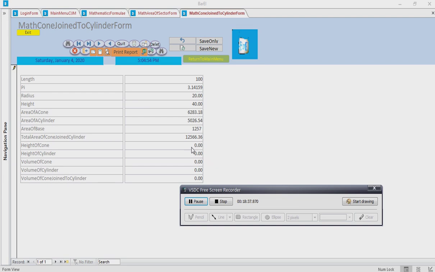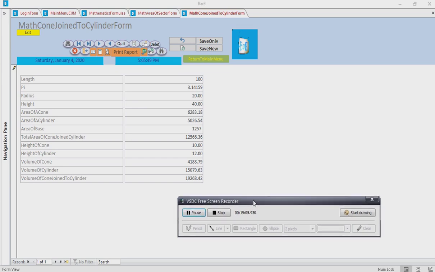12,566.36. If the height of the cone is 10 and the height of the cylinder is 12, then this is the volume of the cylinder and the volume of the conjoined cylinder.